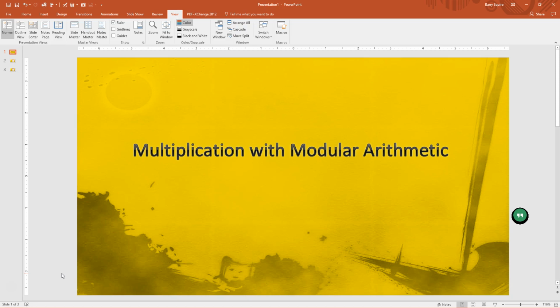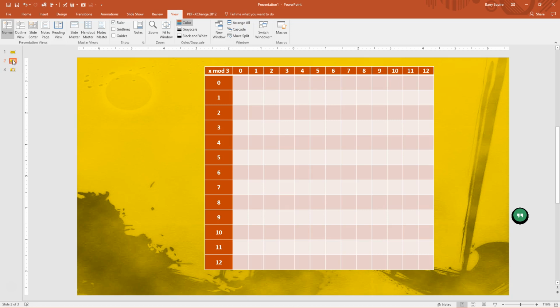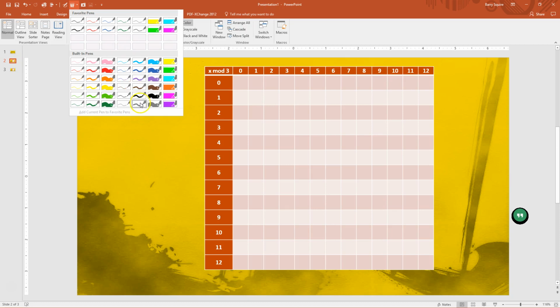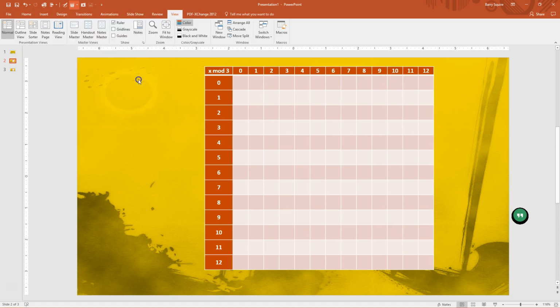Now, it hasn't really changed very much. We're still going to use the same idea, except we're going to be multiplying. So if we multiply, well, first of all, let's take a look at our mod here. Our mod here is 3. So we are going to be looking at 3's.